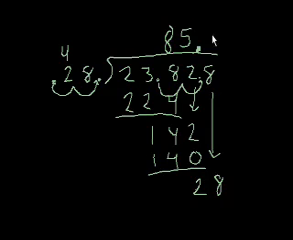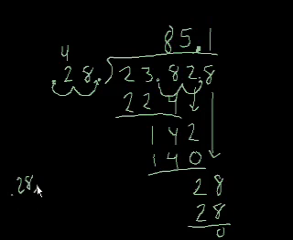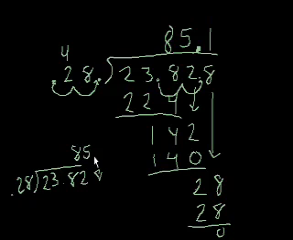28 goes into 28 exactly 1 time. 1 times 28 is 28. Remainder 0. Done. So 28 goes into 2,382.8 85.1 times, or you could say 0.28 goes into 23.828 85.1 times. That's the answer we had gotten.